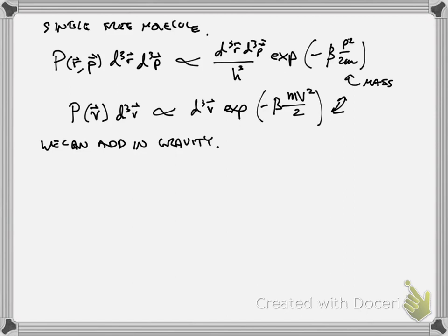So if we add in gravity, now we have the situation that the energy of the molecule is going to be given not just by p squared over 2m, but it's going to be p squared over 2m plus mgz. This is some gravitational potential energy.